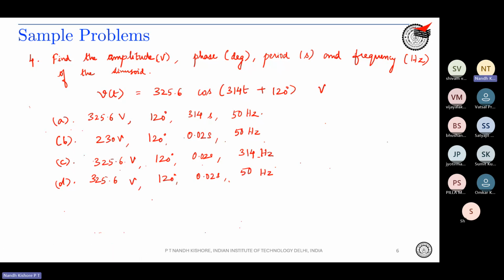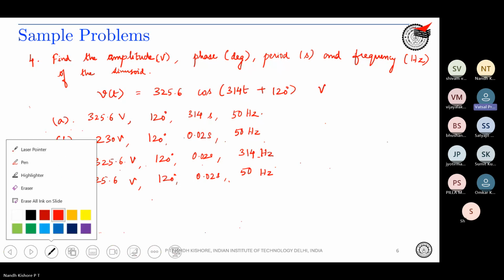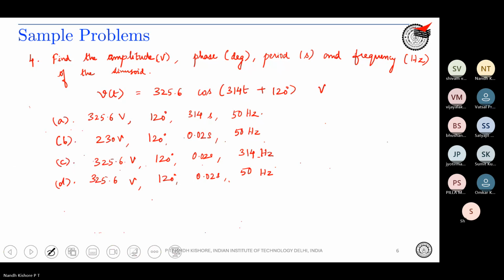What is the answer directly? A sinusoid is given, and you just need to determine the amplitude, the phase, period, and the frequency. So how would you find out? Option B or option D? D. D for dog. Correct.